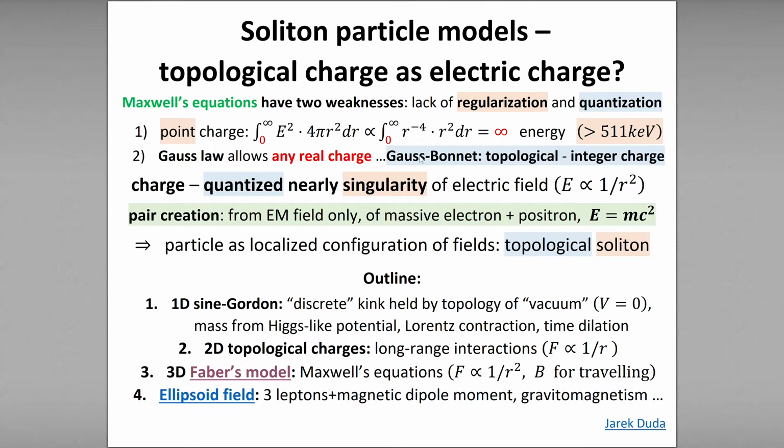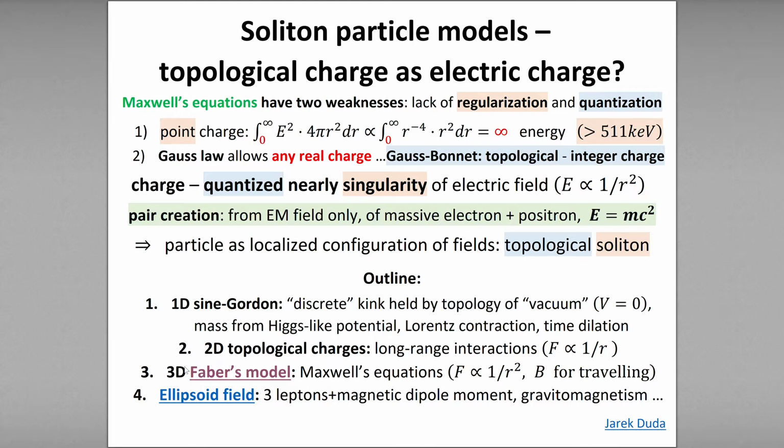So using Gauss-Bonnet as Gauss law, we get integer charges. We get charge quantization. So interpreting curvature as electromagnetic field, we will get electromagnetism with built-in charge quantization. So this is Faber's model.